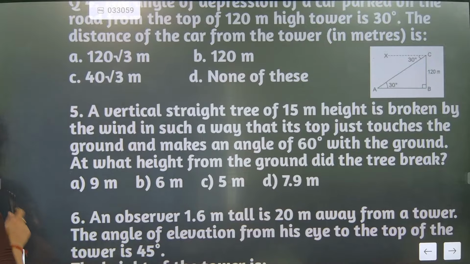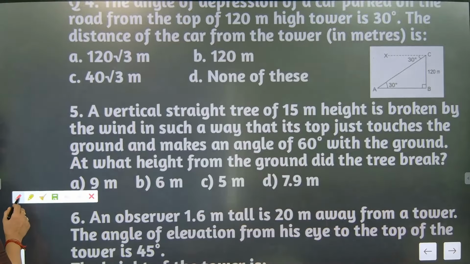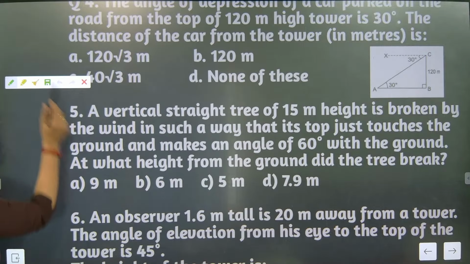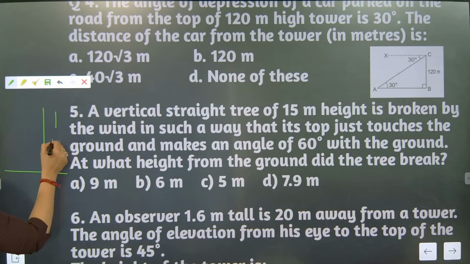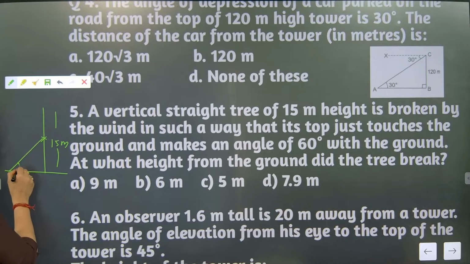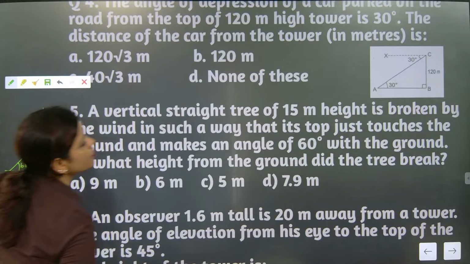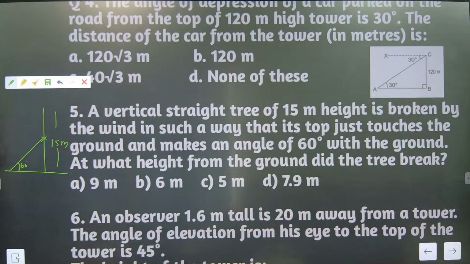So now I'm going to solve this question, children. These questions are important for you. A vertical straight tree of this much height, 15 meters total, is broken by the wind in such a way that its top touches the ground. It is broken and exactly touching the ground, making an angle of 60 degrees with the ground. At what height from the ground was the tree broken? This you have to find.